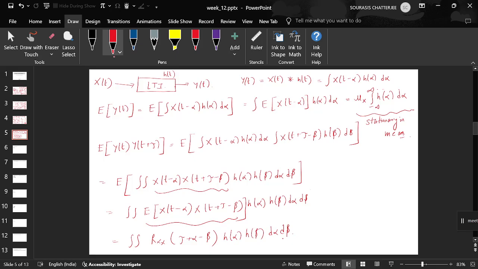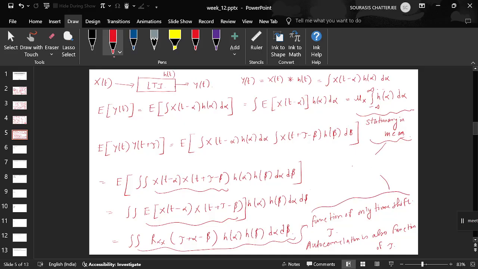So you can see this is a double integral over alpha and beta, and therefore the effect of alpha and beta would be averaged out, so the only parameter remaining is tau. So this whole thing is a function of only the time shift tau. Therefore the autocorrelation is also a function of tau. So basically that means it's a wide sense stationary process. So these two together imply yt is also wide sense stationary.